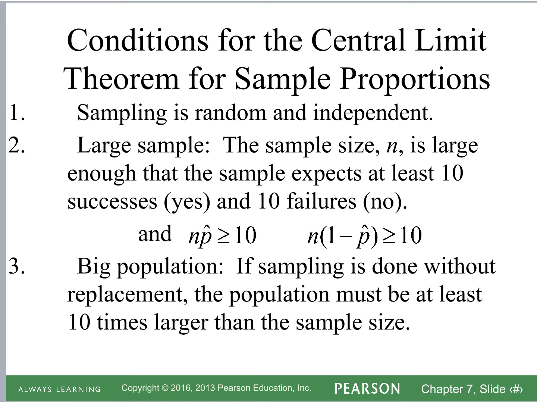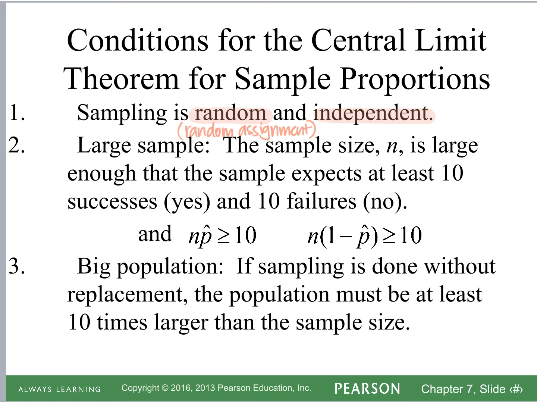Okay, so here are the conditions for the central limit theorem, and there are 3 of them that need to pass. Number 1, the sampling is random and independent. When we see in a problem that they say based on random assignment, then we know that it is not biased, right? So we know it's random. And if it is random, we're just going to assume that it's independent as well.